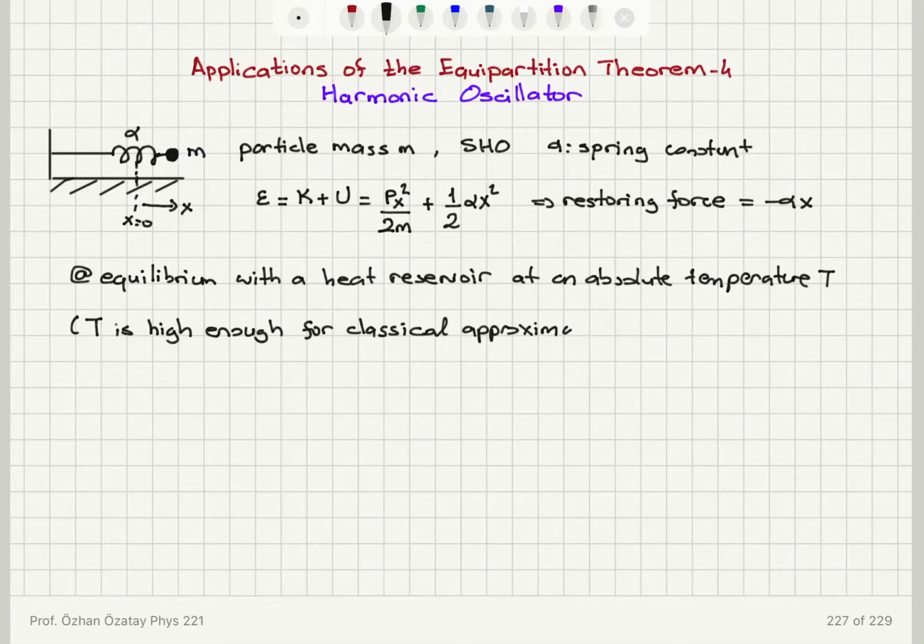So using classical statistical mechanics, the mean energy that includes the quadratic momentum term and quadratic position term, they both have a contribution 1 over 2 kT and 1 over 2 kT. So therefore I find that the mean energy of this particle has to be equal to kT, Boltzmann constant, times its absolute temperature.